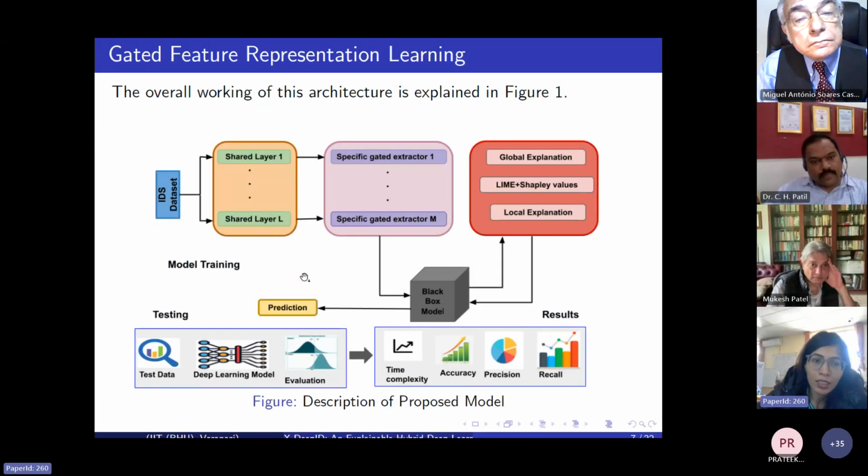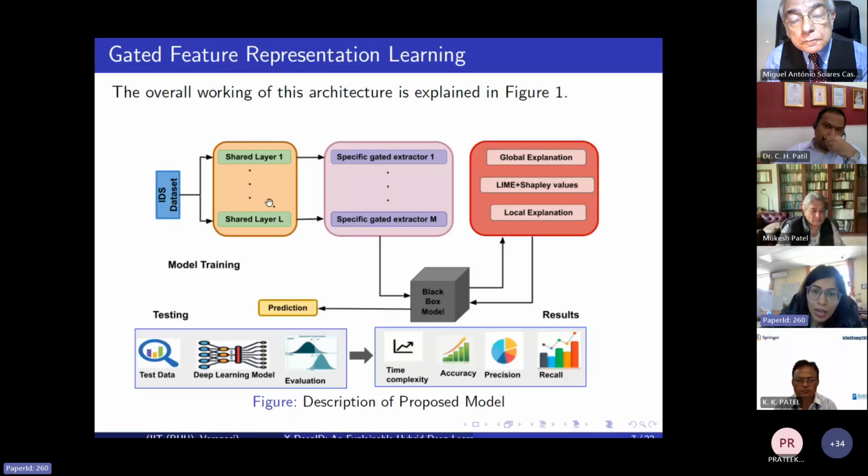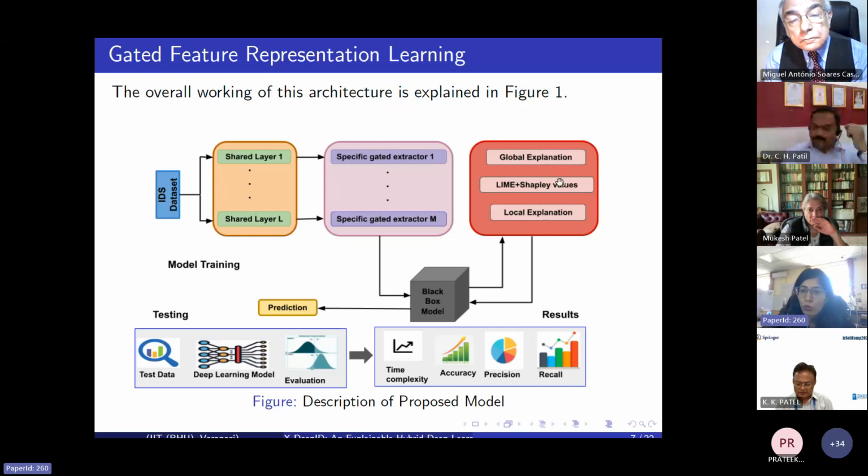First, we have taken the IDS datasets. We have taken three datasets: the TON IoT dataset, the BoT IoT dataset, and the NSL KDD dataset. First, we have divided these datasets into a number of shared layers, and we have extracted important features from the shared layers, which are provided to a specific gated extractor to extract meaningful information from the features. Then we have used the global explanation model and the local explanation model, and by using these two, we have done our LIME Shapley value analysis.